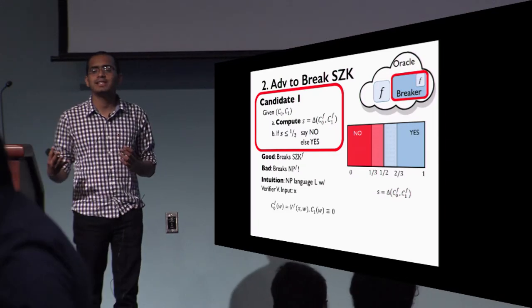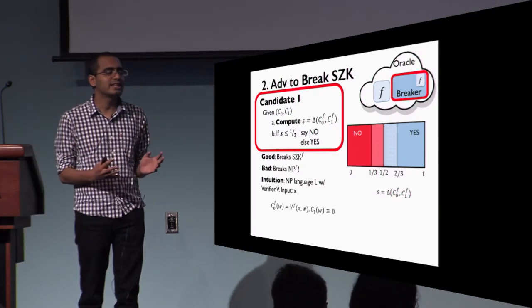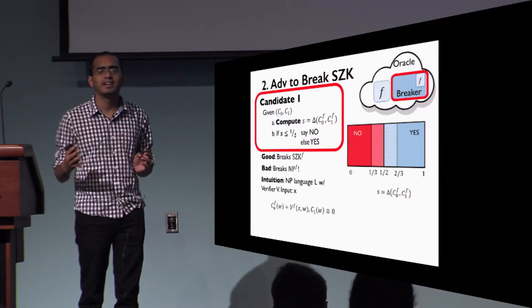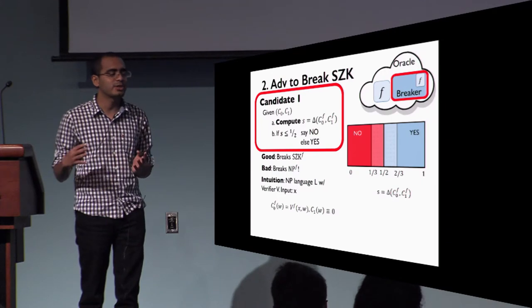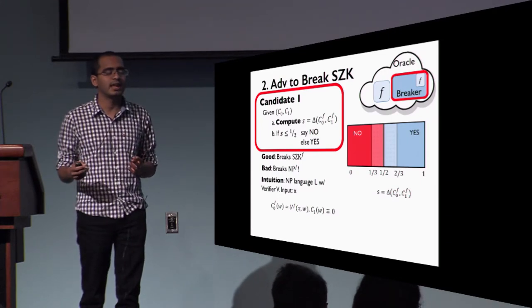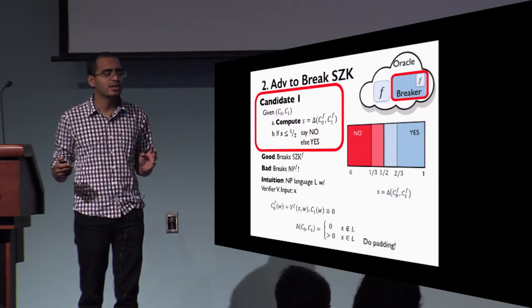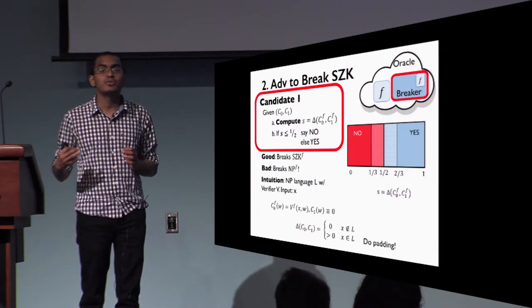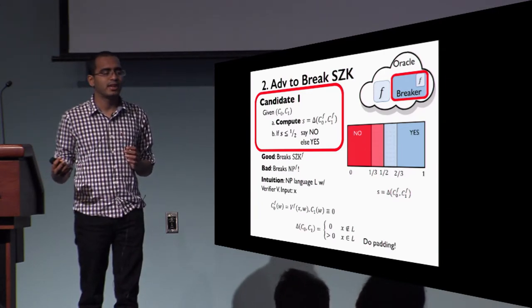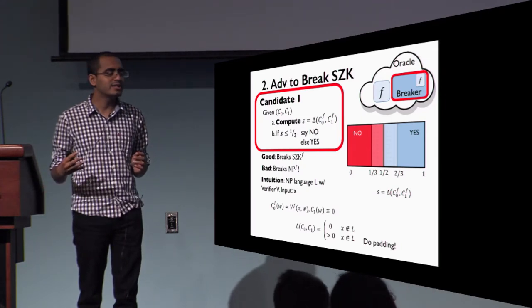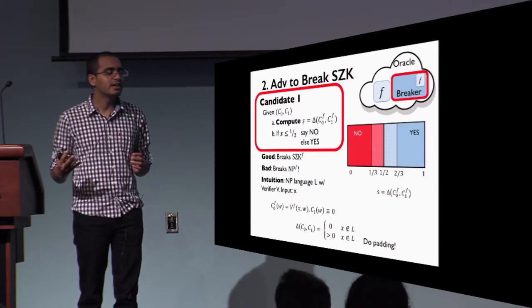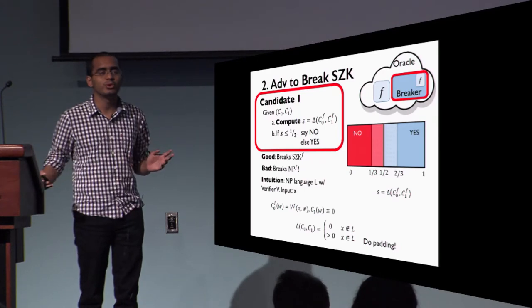So on any input X, here's the construction. One of the circuits is simply the verifier. It takes as input a witness, runs the verifier, and sees if it accepts or not. The other circuit is an identically zero circuit. So now, if X was not in the language, these two circuits are identical. On the other hand, if X was in the language, their statistical distance is more than zero.